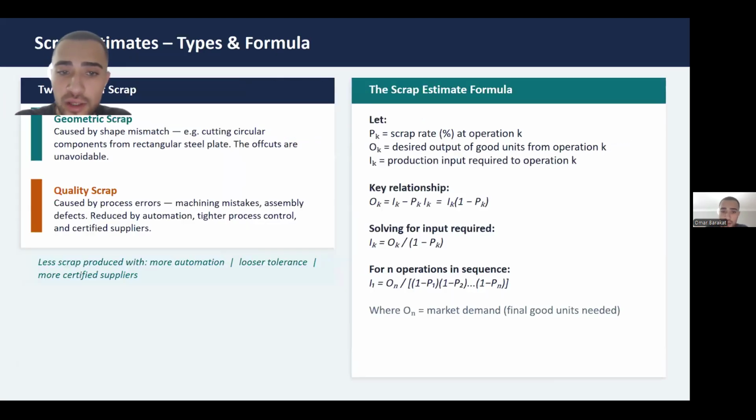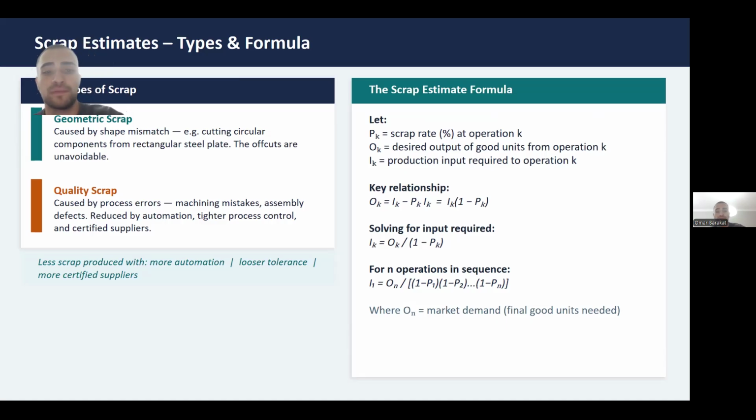Scrap is material waste generated during manufacturing. It comes in two forms. Geometric scrap is unavoidable. It results from shape mismatch, like cutting circular components from a rectangular steel plate. The corners are wasted by definition. Quality scrap is caused by process errors, machining mistakes, assembly defects. This can be reduced through automation, looser tolerances, and more certified suppliers.